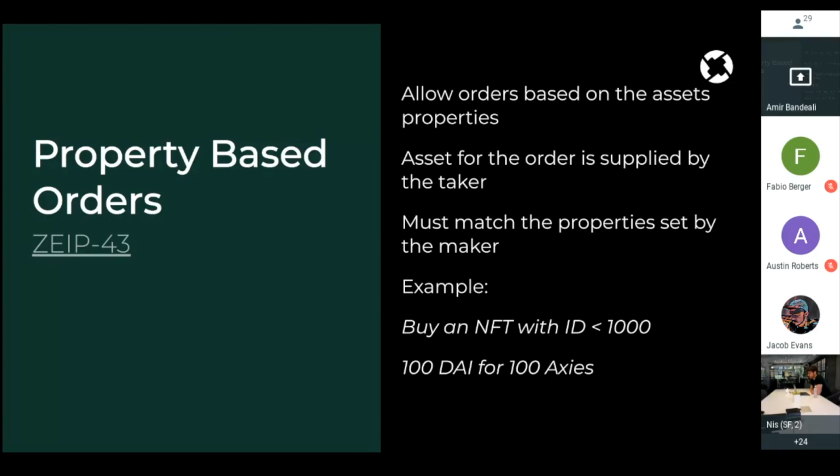Yeah, I think we're all definitely fans of the outcome of this ZIP. The one thing I will say is that this is a pretty large deviation from the existing ZRX architecture because there's currently not a good way for a taker to kind of pass in extra data. So with property-based orders, the taker would need to pass in the specific ID for the token they're purchasing. So I think that's why this is a bit of a controversial ZIP, but ideally it would be added. There just needs to be a clean way to do it.